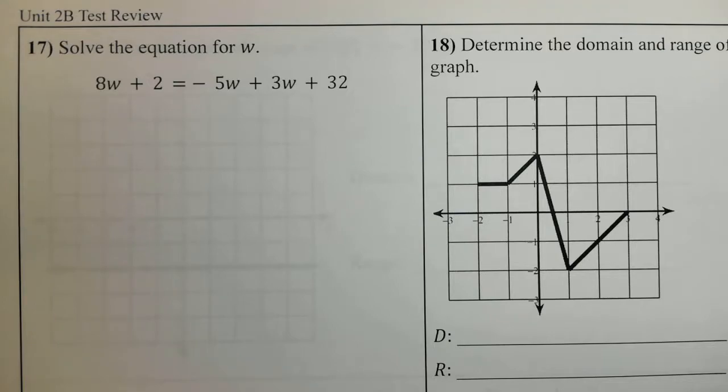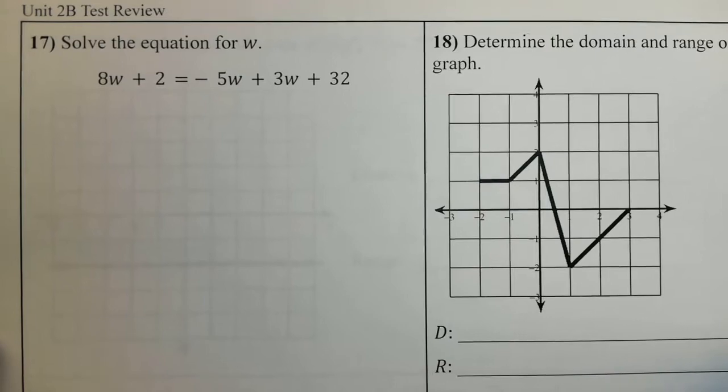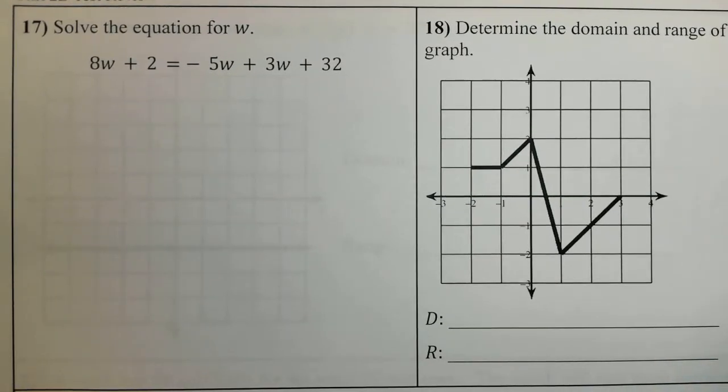Okay, Unit 2B test review. This is the, I lost count at this point, I think 5th page. And this is 17 through 20. Okay, so let's do 17. Solve the equation for W.